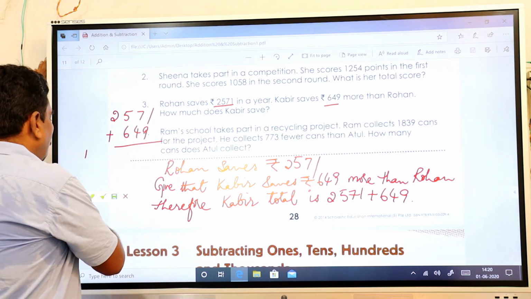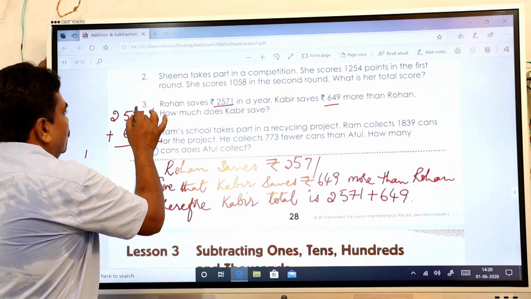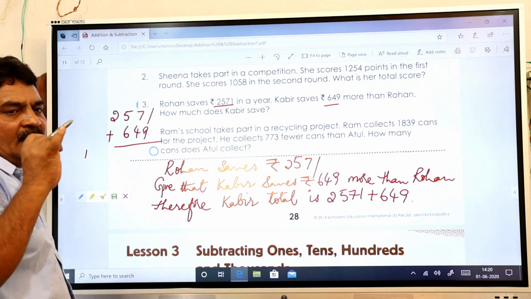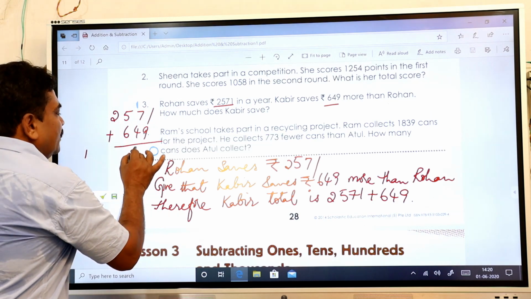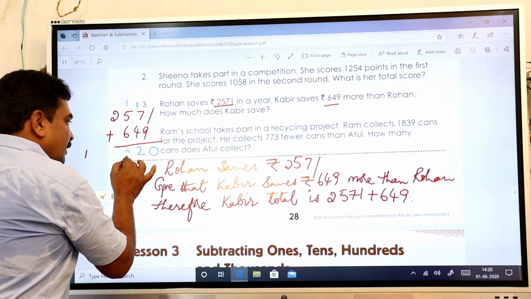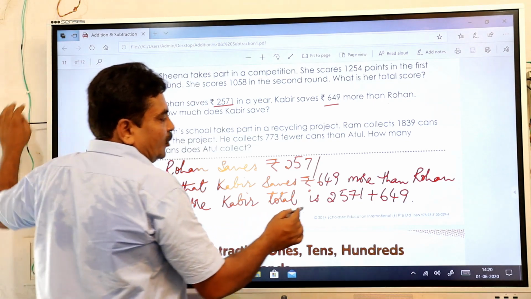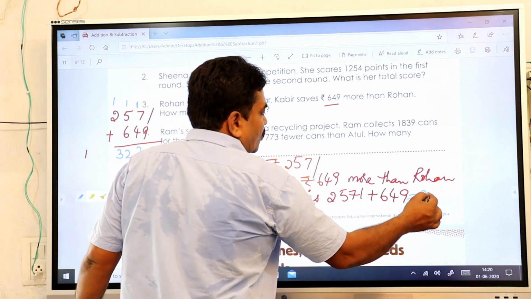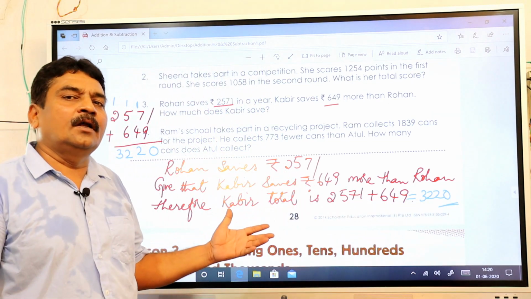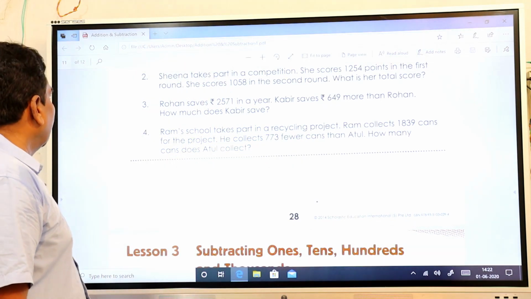649. We'll do it. 1 plus 9, 10. 0 carry 1. 7 plus 1, 8. 8 after 9, 10, 11, 12. 12 means 2 carry 1. 5 plus 1 is 6. 6 plus 6 is 12. 12 means 2 here, 1 carry. 2 plus 1 is how much? 3. So therefore Kabir's total is how much? 3220. This is your answer. In this way you are going to do it. We'll go now to the next one.